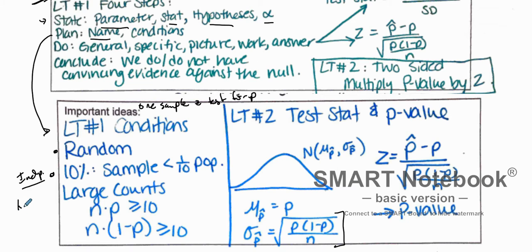Next thing is we need to know if it's normal or not, because that will help us with our p-value. We can use the large counts condition, just like when we have other values for p for intervals. So we're going to do the large counts, where n times p is larger than or equal to 10, or n times 1 minus p is larger than or equal to 10.